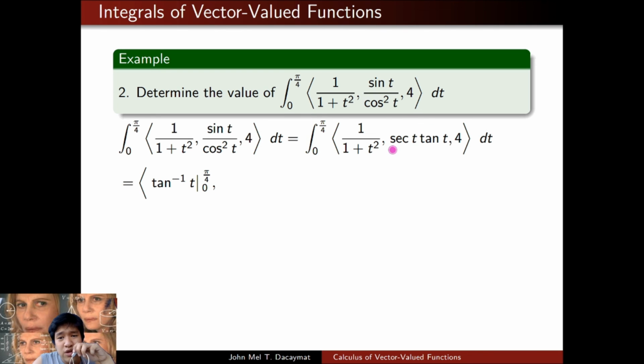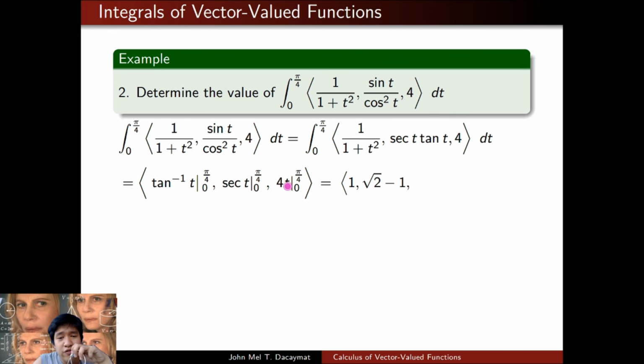Pag in-integrate ko naman yung second term, second t tangent t is just second t, evaluated from 0 to pi over 4, at ang integral po ng 4 is just 4t from 0 to pi over 4. So, evaluating each of these three, yung tangent inverse ng t sa pi over 4, it becomes 1. Sa tangent inverse ng 0, it's just 0, so it's just 1 for the first component. Second component, you get second pi over 4, that's square root of 2, second 0 is 1, so square root of 2 minus 1 here.